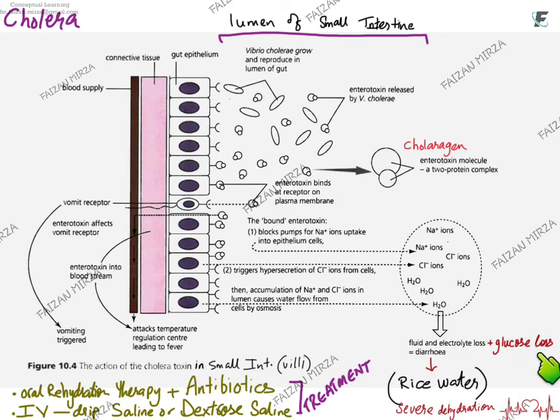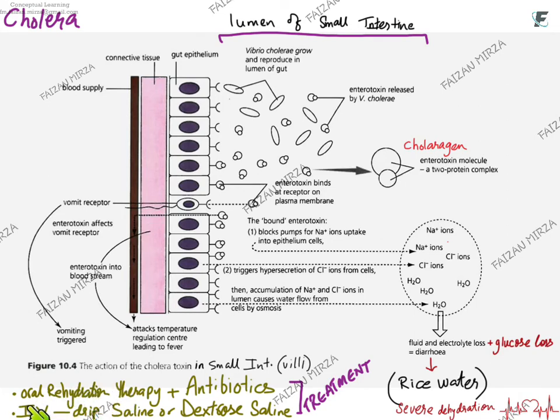There's an extensive loss of glucose. So till the cholerogen is cleared off, the person will keep on passing rice water diarrhea. So how do you treat it? You treat this with antibiotics. Oral rehydration therapy is recommended, which is ORS or ORT. And actually, this is just a home remedy.